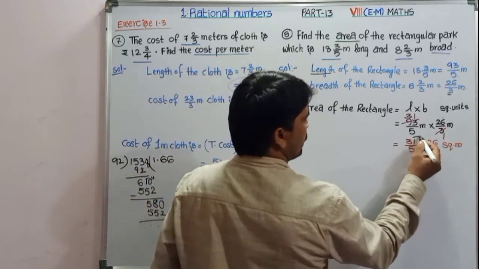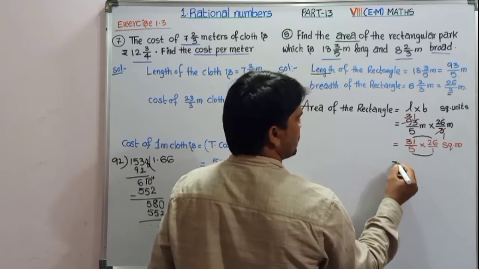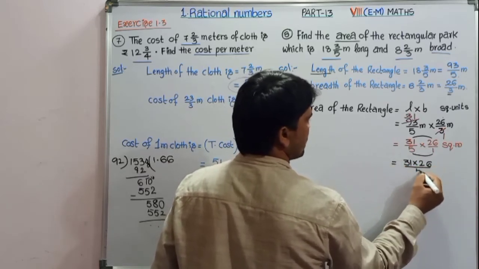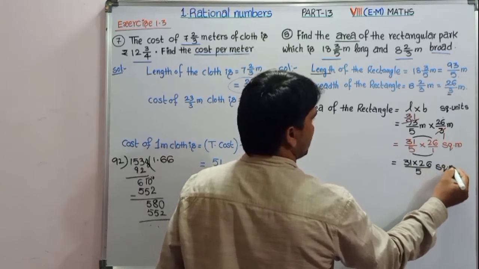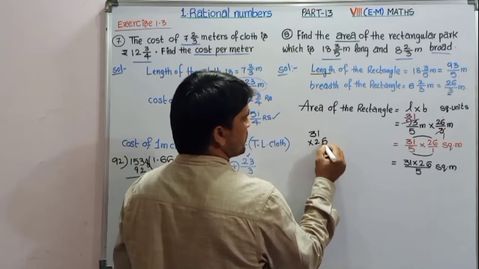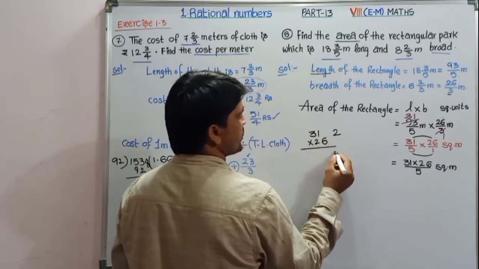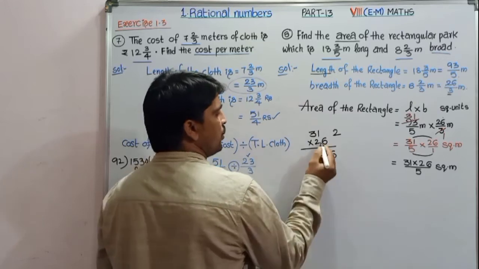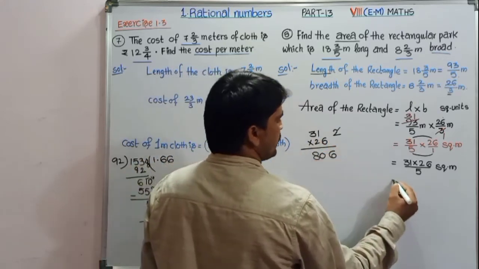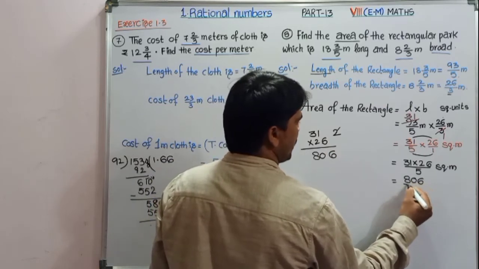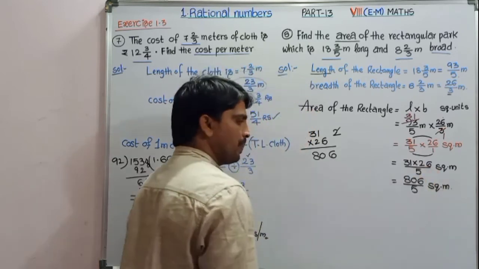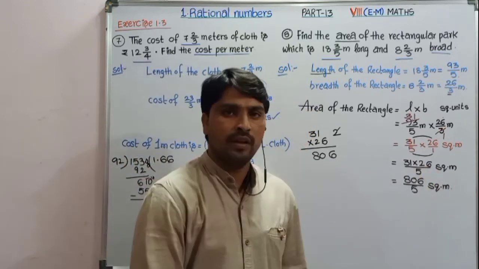Now, product of numerators by product of denominators. That equals 31 times 26 by 5 ones are 5 square meters. Now the product of 31 and 26: 26 1s are 26, drop 6, 2 is carry. 26 3s are 78 plus 2, that is 80, which equals 806 by 5 square meters. That is the area of the rectangle.